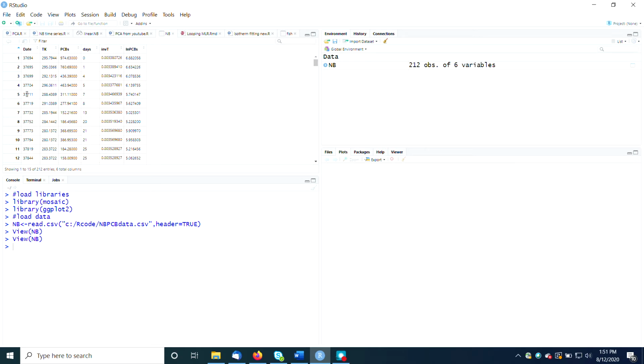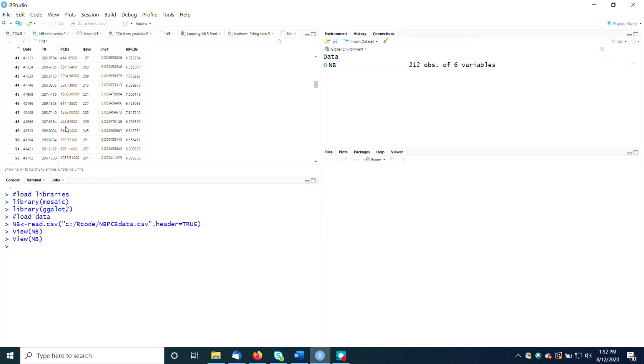This is the date. This is formatted the way Excel formats the dates. So it's a long number. It's the number of days since December 31st, 1899, I think it is. And then here's the temperature, the average temperature on that day in degrees Kelvin. So over here in the last three columns, I've converted the date into the number of days since day 0, the first day of sampling. I've calculated the inverse of the temperature, 1 over the temperature in Kelvin, and I took the natural log of the PCB concentration. So that's our data.